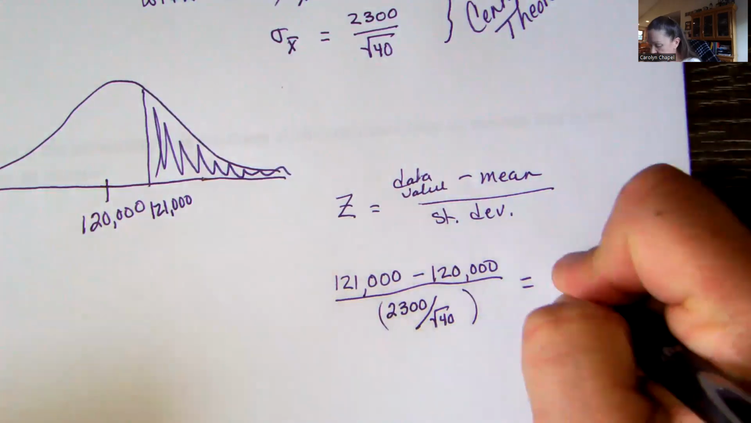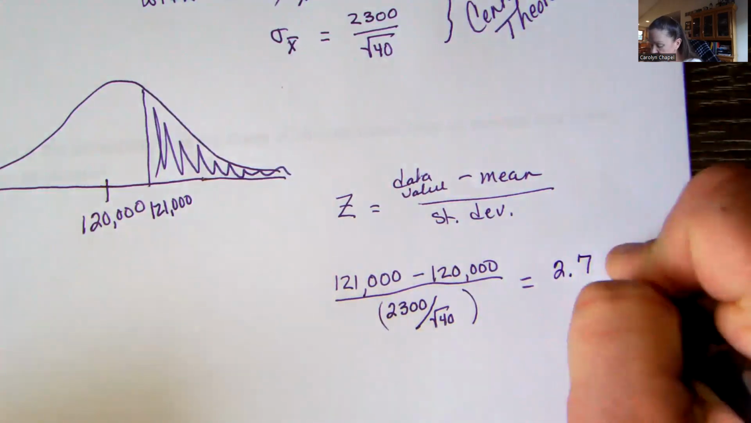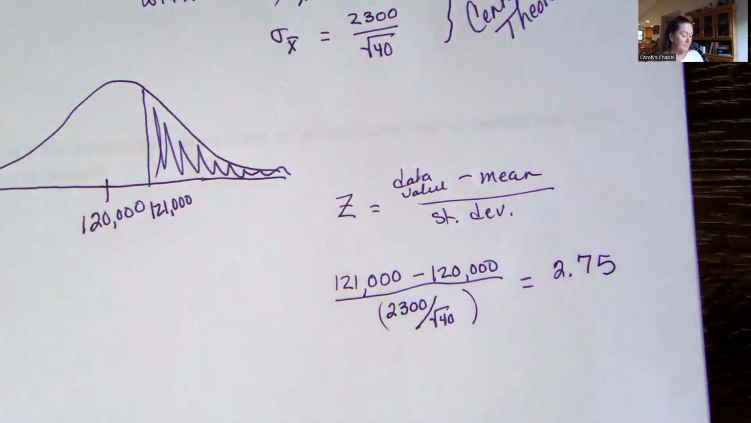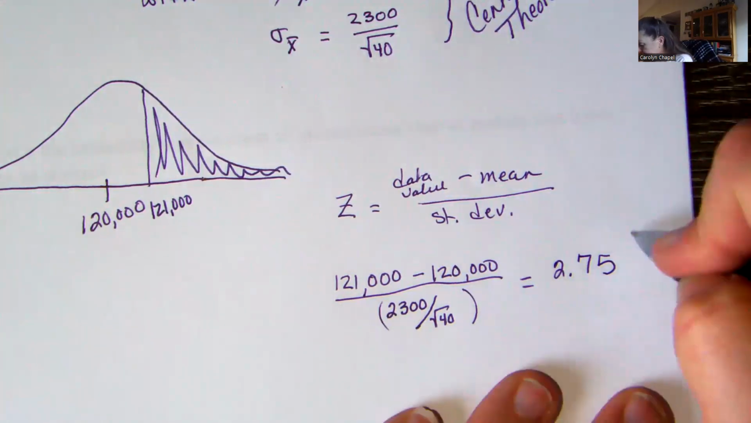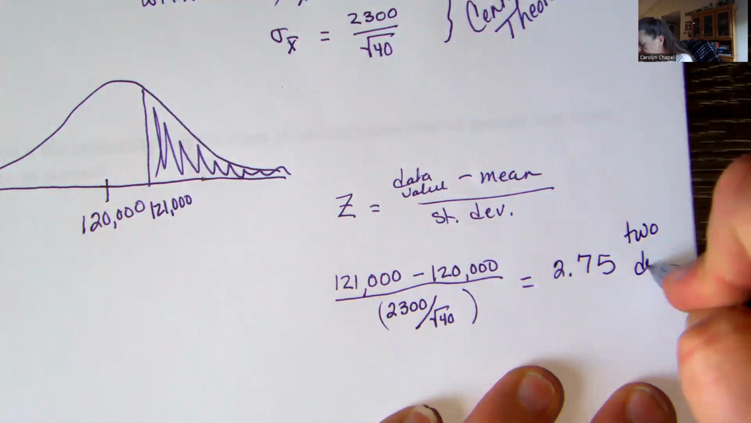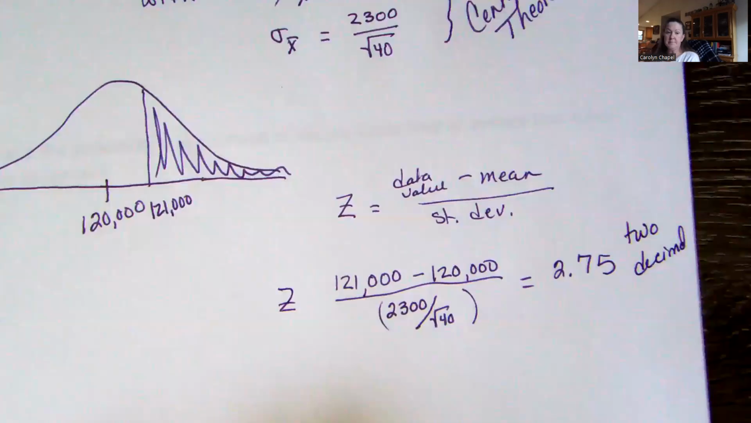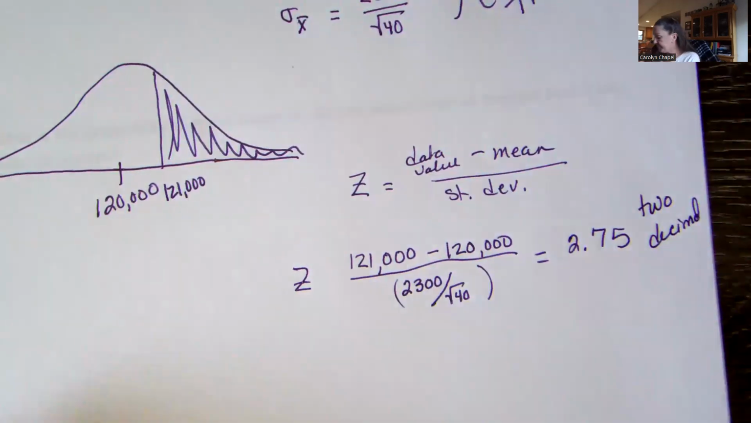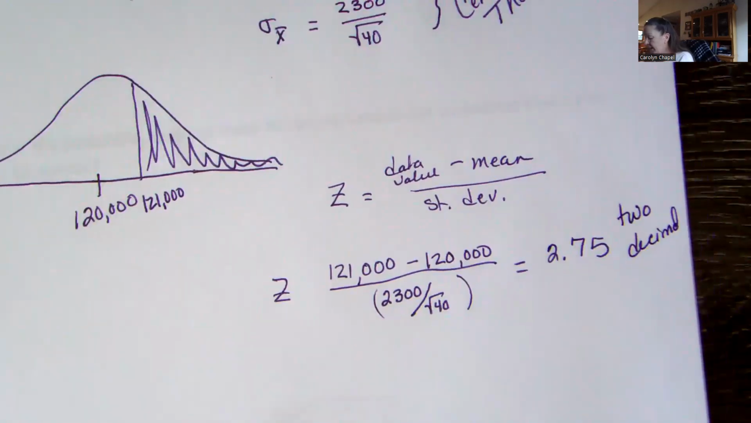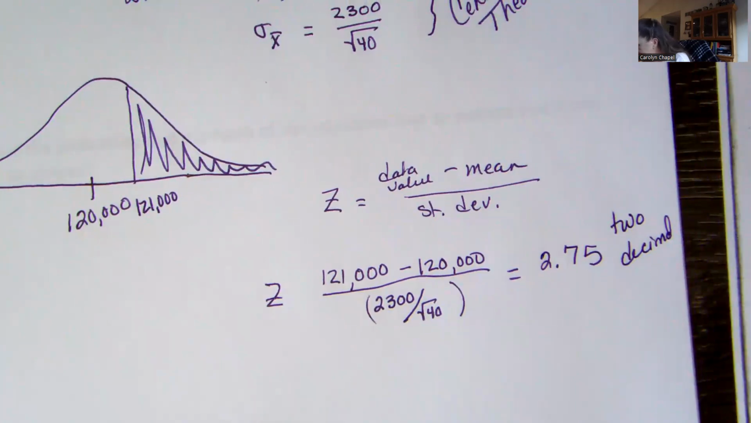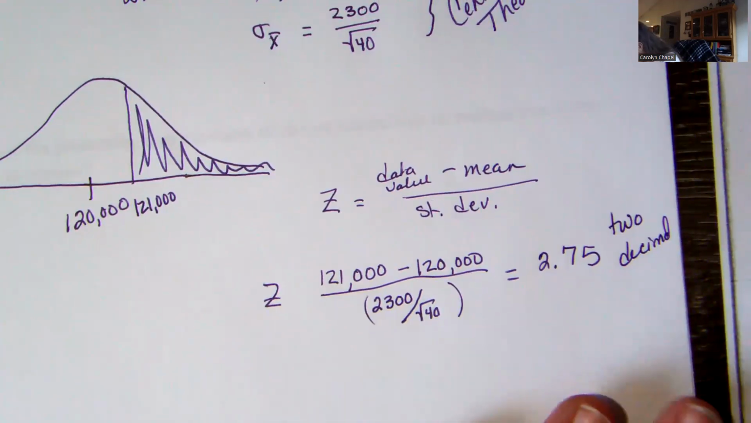And I come up with 2 point, and I'm rounding to 2 digits again, because that's what my table has. So we're going to 2 decimals. And this is a Z. Okay. And now what I'm going to do is take that Z to my table, 2.75.